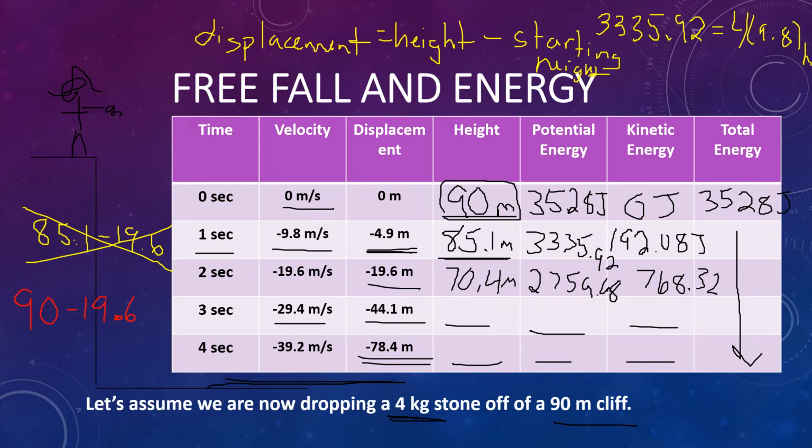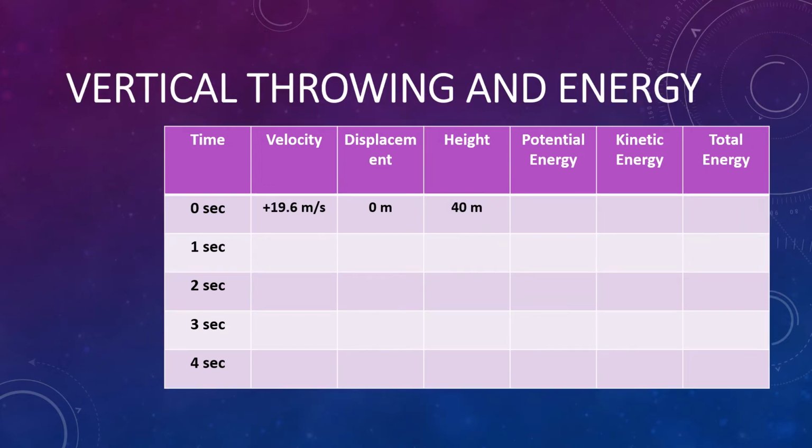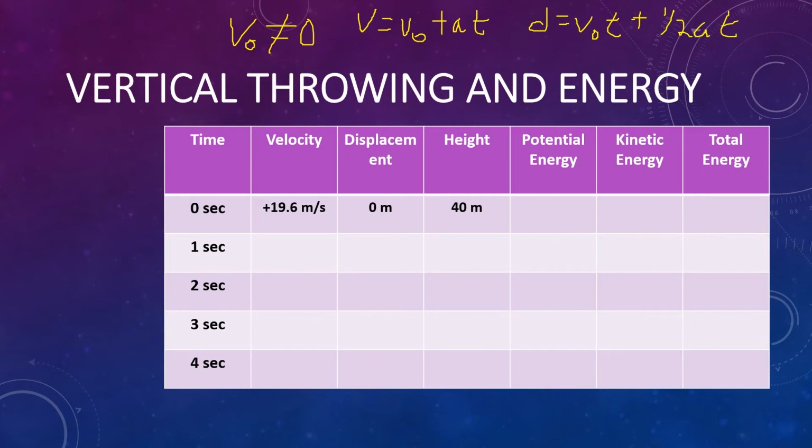Oh, Bazooka, this doesn't seem so bad. But remember vertical throwing? Vertical throwing brought me such joy, and it brought such pain and strife to some of my students. But vertical throwing is the exact same thing we just looked at, except in this case the initial velocity is not zero. So we could use the equations v equals v naught plus at, and d equals v naught t plus 1/2 at squared. Remember that d is the displacement.